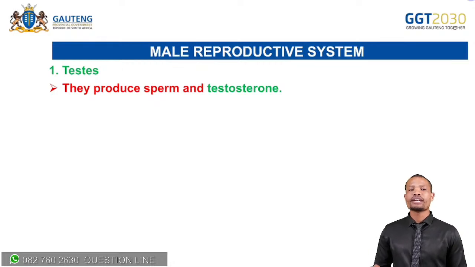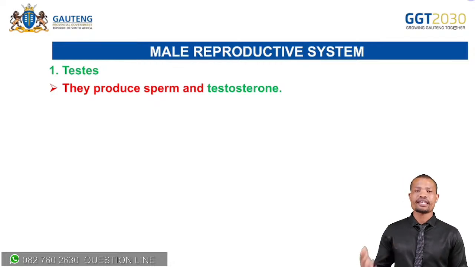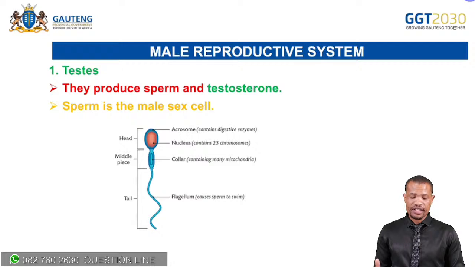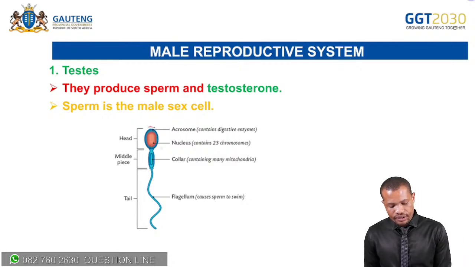Then testosterone is what gives us the changes that occur during what? Puberty. Okay? It is the reason why males have what? Facial hair, they appear muscular, and they have deeper voices. Okay? It's because of the testosterone. Right. So sperm is the male sex cell. It is manufactured by the testes, and this is basically the structure of the sperm. Right? It has a head, and inside the head there's a nucleus.